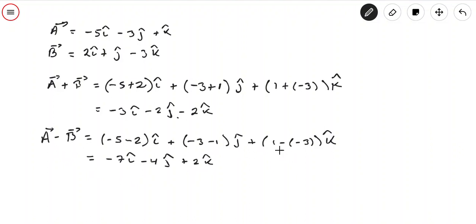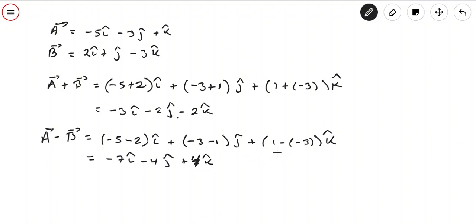Sorry, this is 1 minus negative 3, so this is 1 plus 3, so it is 4. So the final answer here is minus 7i minus 4j plus 4k, because 1 minus negative 3 is 1 plus 3, so it's 4.